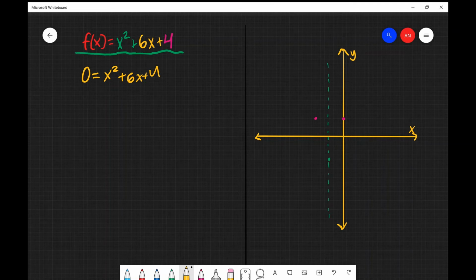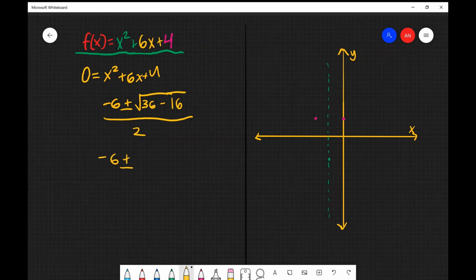I'm going to use the quadratic formula. Okay, so negative 6 plus or minus square root of 36 minus 16, over 2. So negative 6 plus or minus root 20 over 2, which simplifies to negative 3 plus or minus root 5.